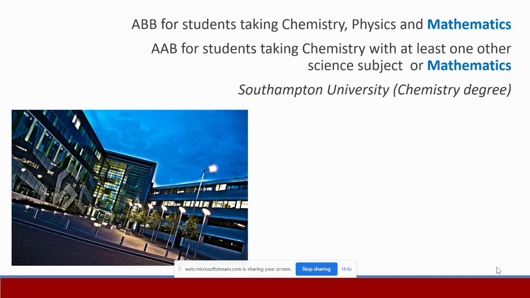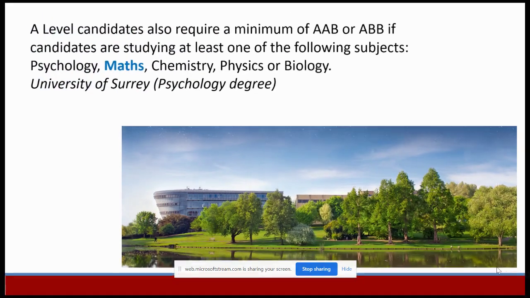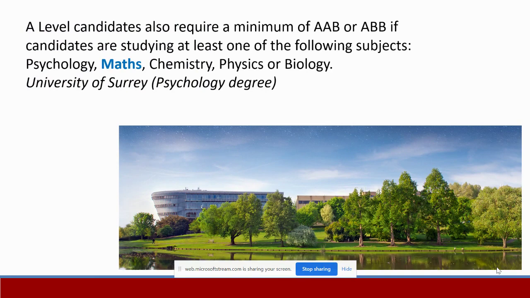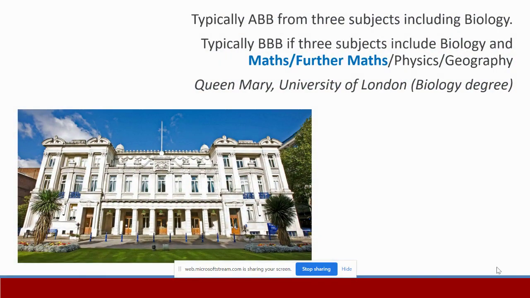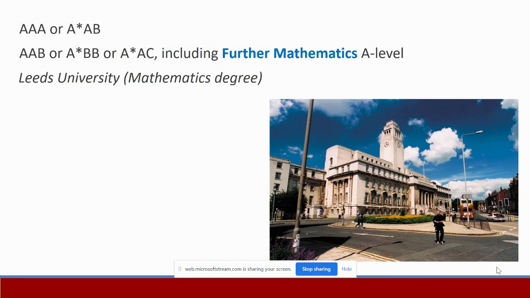Southampton, chemistry. And in this case, we've got that reduction in offer. A double AB offer has been reduced to an ABB for students taking that combination of the three, chemistry, physics, and maths in there. Psychology at Surrey, same story: AAB down to ABB, if inclusive of maths. Queen Mary for biology, same thing. And Leeds here for mathematics, it kind of drops down one if you've included the further maths A-level as one of your subject offers.